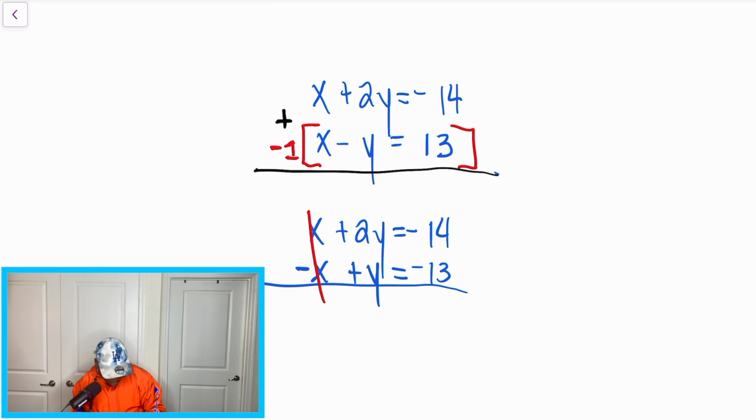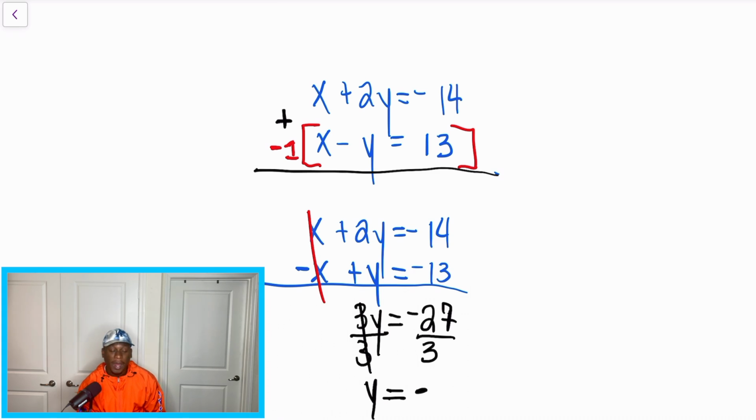So we have 3y, and that is equal to negative 27. And now that it's a regular equation, a one-step equation, we just need to divide by 3, and we get the final answer of y is equal to negative 9.